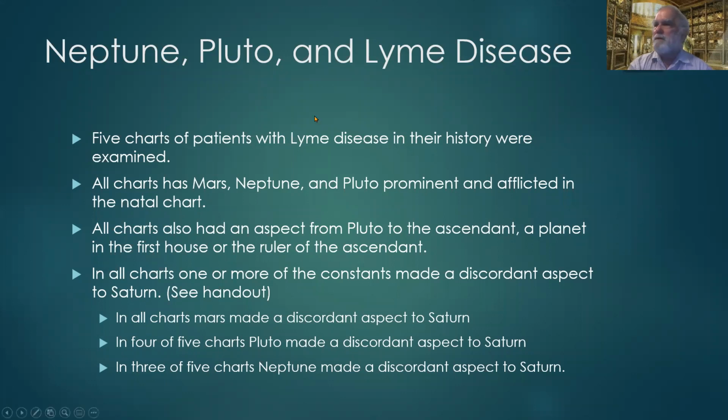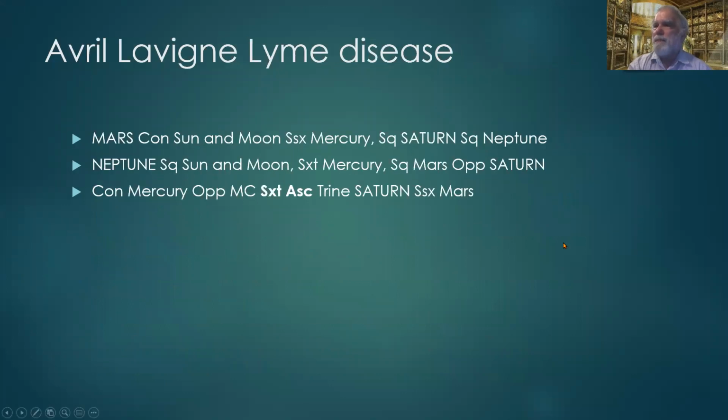Okay, maybe I can do this. Okay, we have a chart here of somebody with Lyme disease. Let's see what we can remember here. We're thinking of Mars. So Mars is conjunct the sun and the moon and square Saturn, square Neptune. Wow, all right. Neptune is square the sun and the moon, sextile Mercury, square Mars, opposite Saturn, right? Pluto is conjunct Mercury, opposite the midheaven, okay? Sextile the ascendant, trine Saturn and semi-sextile Mars.